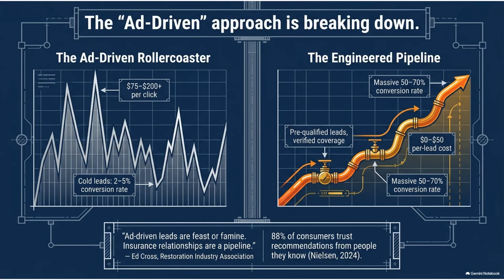Right, but then you look at the data for referrals, and it's a completely different story. Exactly. Referrals convert at 50 to 70%. That's a massive jump. It is, and they only cost between $0 and $50 to acquire. So that raises a huge question. I mean, why is the conversion rate so wildly different there?